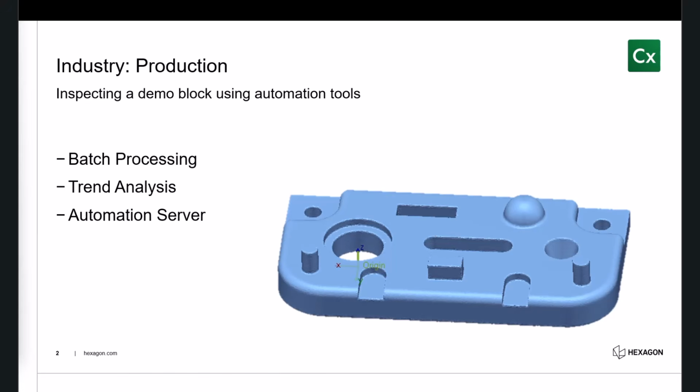So you really don't even have to open up the software as long as you've got that inspection template already created. You open up a server, you again input your scan data into a monitoring folder, and then it will automatically open up the software, run all the reports for you, and save the reports in another folder that you'd like.